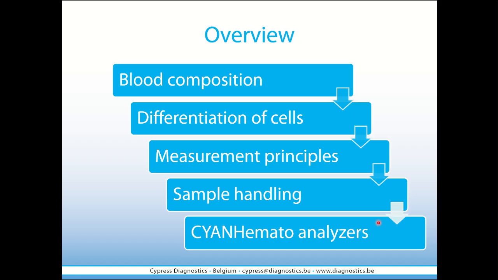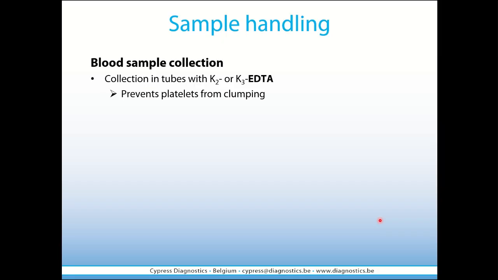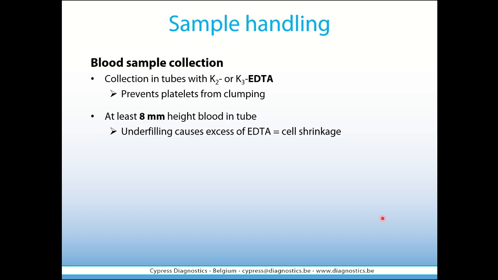Proper hematology sample preparation and storage ensures an accurate complete blood count. Some important notes are discussed in this chapter. To start with, the blood sample needs to be collected in specific tubes with EDTA anticoagulant. This prevents the platelets from clumping. Make sure that the sample tube is filled until the indicated line, because underfilling causes an excess of EDTA and will change the cell morphology. The cells will shrink, which affects the results.